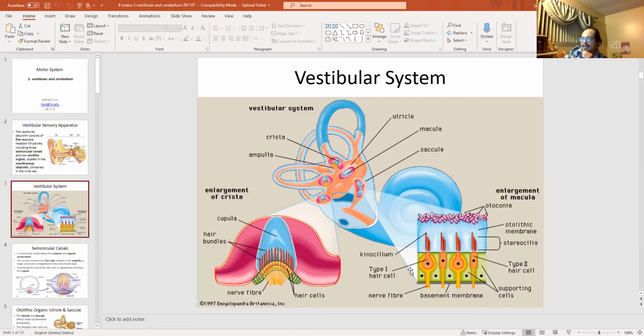There are two types of hair cell. The major difference is this synaptic structure. With type 1, the postsynaptic sites cover the entire cell body. As for the type 2 hair cell, the postsynaptic sites only contact the hair cell body with a little spine right here.